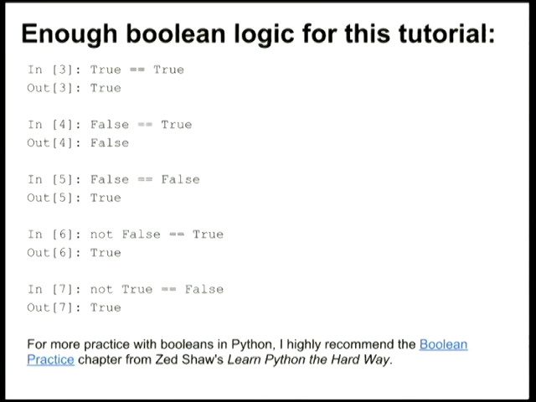So we need a little bit of Boolean logic for this tutorial. It's not anything that you probably haven't seen before. Basically, true is true, false is false, false is not true, not false is true, and not true is false. I highly recommend checking out Zed Shaw's Boolean practice chapter from Learn Python the Hard Way, and I linked to it in the slides. It really works out your Boolean logic, makes you break down the problem and figure out within a couple of steps what the solution is. But that's not something we need to get into today.